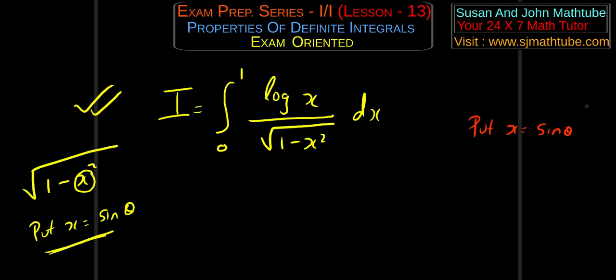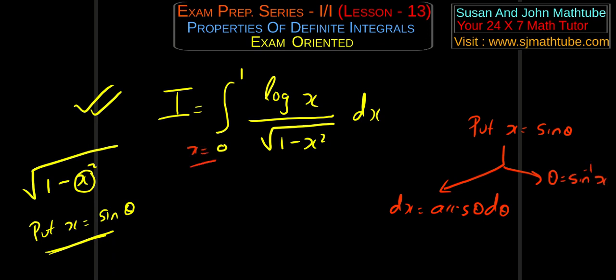And remember, whenever we make a substitution, we should think about two things. One is the differential, dx equal to cos theta d theta. And another is the limit. And to find the limit, I have to write theta in terms of x. That is very simple. Theta is equal to sine inverse x. Now these limits belong to x. So when x equal to 0, theta is 0. When x equal to 1, theta is pi by 2. There we go, we get the same problem.